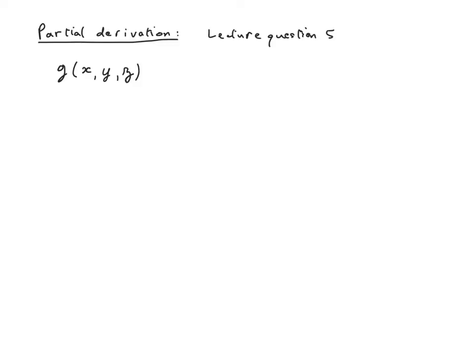In lecture question 5 of partial derivation, we consider a function g of three variables x, y, and z. And in this case, we also say that x and y are also functions of z. And what we want is a total derivative dg by dz. So we need to calculate the derivative of g according to z, taking into account the fact that both x and y are also functions of z. So we will have eventually to include the derivative of x according to z and the derivative of y according to z.